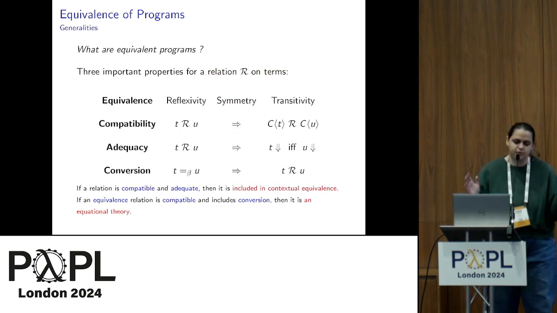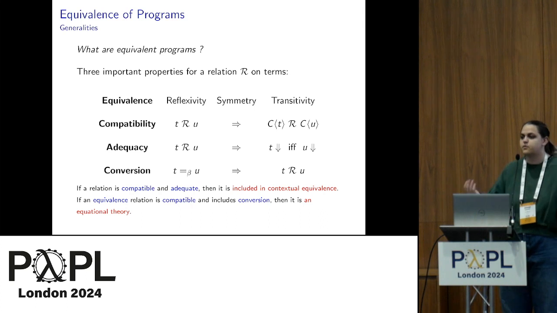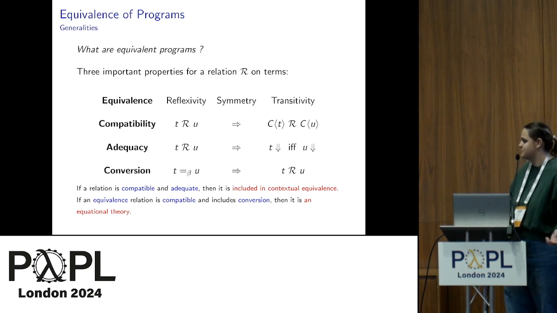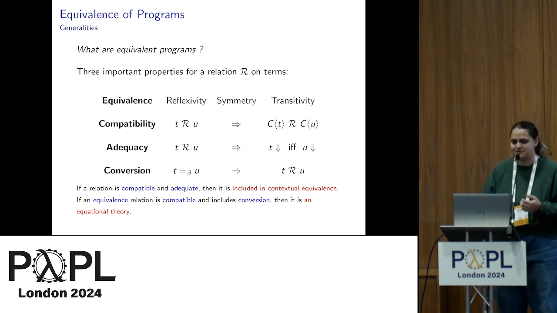Call by name and call by value do not have the same contextual equivalence. So let's go to equivalence of programs that are a bit more general, not only contextual equivalence. And there are 4, not 3, important properties for a relation to be a good candidate to be a program equivalence. Well, it should be an equivalence relation, so reflexive, symmetric, and transitive.